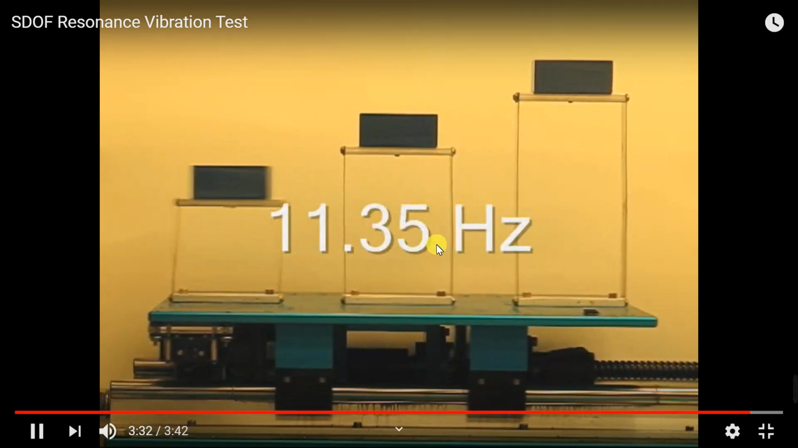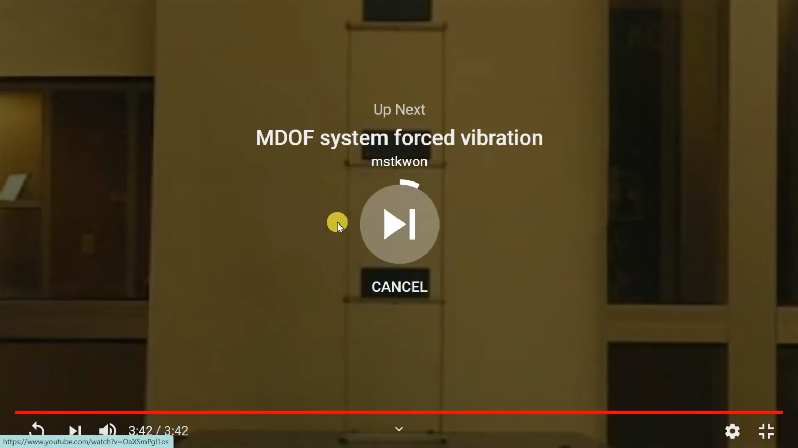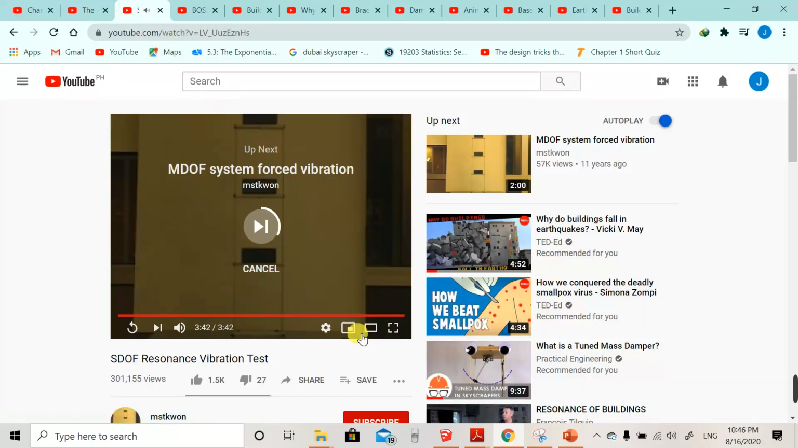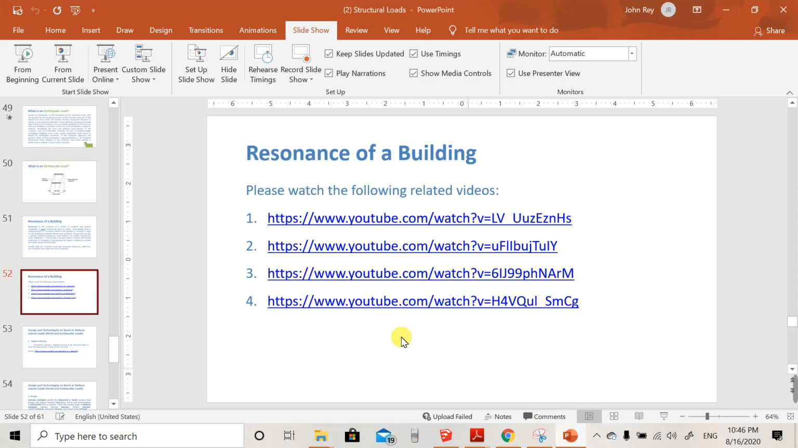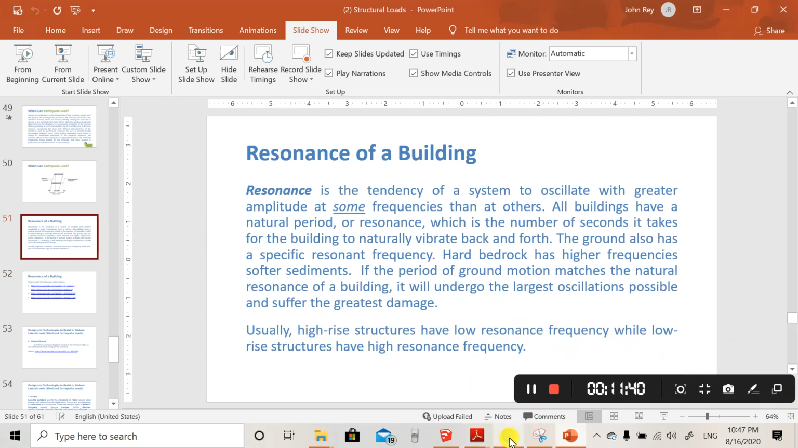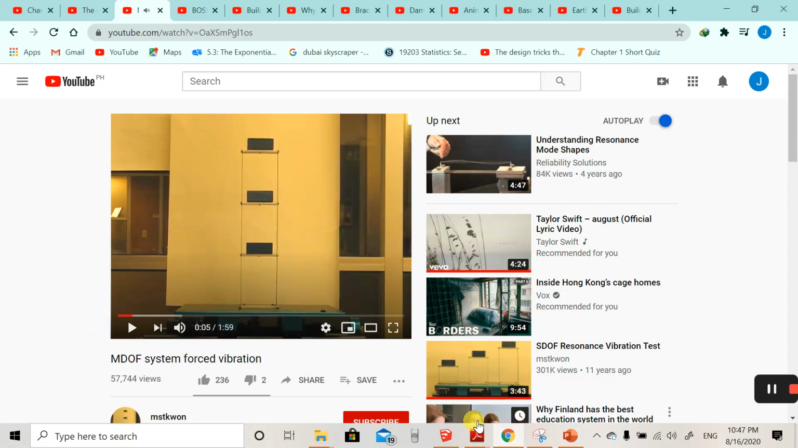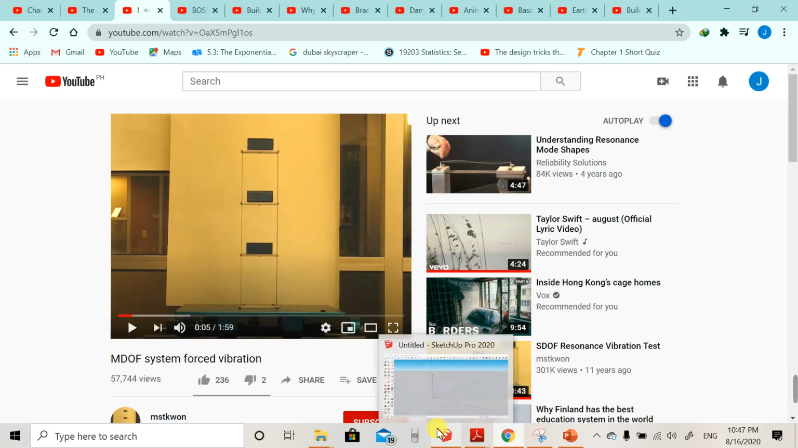And yun is 11.35 Hz. Grabe ang resonance niya doon. Pero itong high-rise saka mid-rise is steady na siya. Ayan. Tapos na tayo. Explain ko lang yung ibig sabihin nun, no? Usually, high-rise structures have low resonant frequency, while low-rise structures have high resonant frequency. Okay. Next tayo.